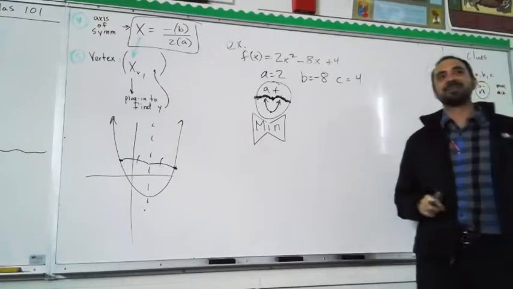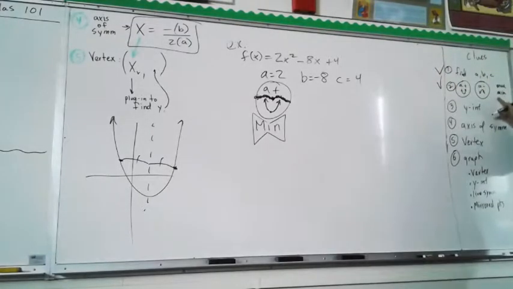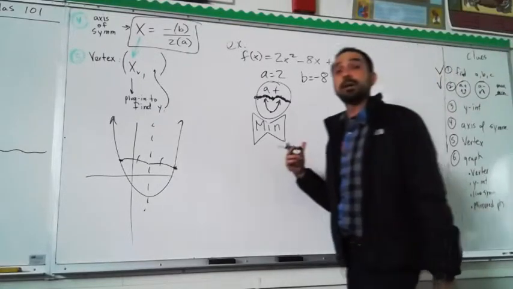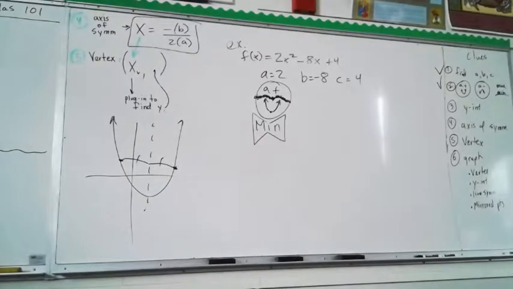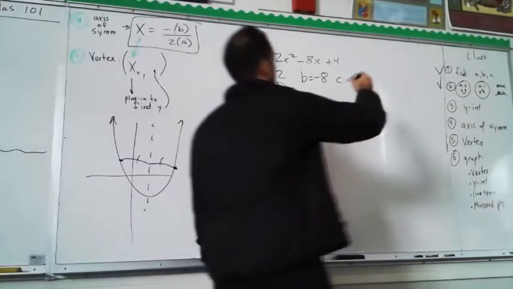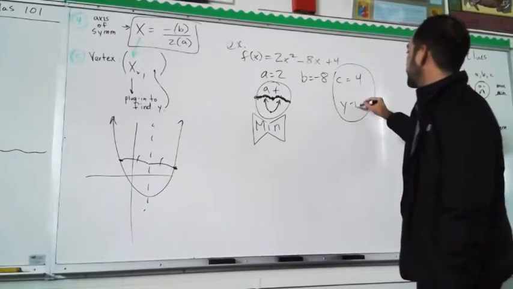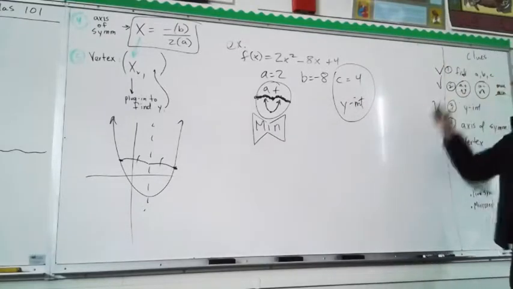Let's keep going. We know that it is a minimum. Great. Next, how about our y-intercept? What is it and how did you know? Where do we know to look for our y-intercept? C. Muy bien. C? Y-intercept. You got it.